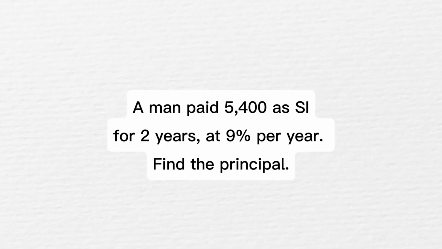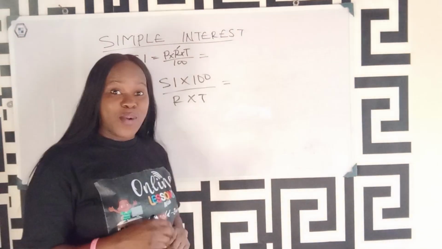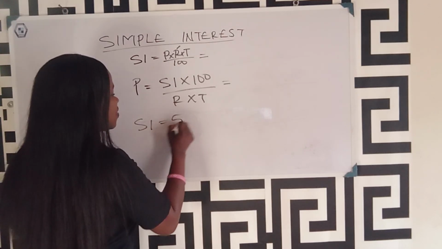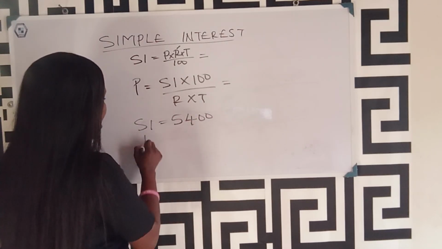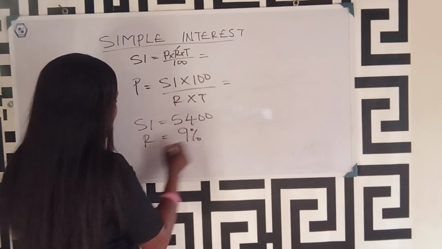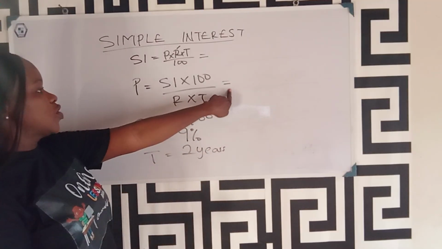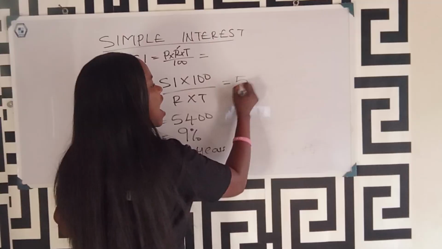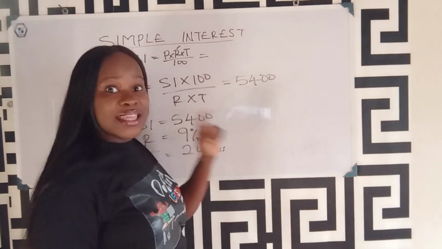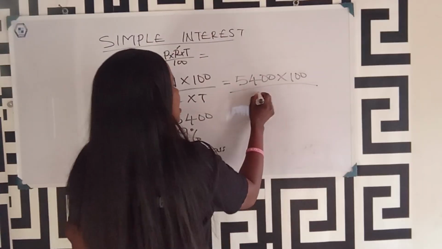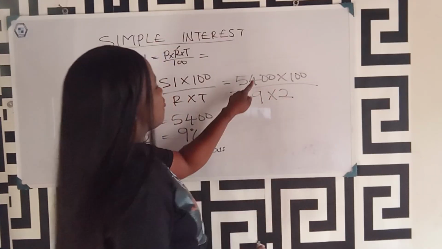A man paid 5,400 as simple interest for 2 years at 9% per year. Find the principal. So in that question, what is the simple interest? 5,400. What is the rate? 9%. And what is the time? 2 years. So we will just substitute them here. Simple interest is 5,400 times 100 all over 9 times 2.